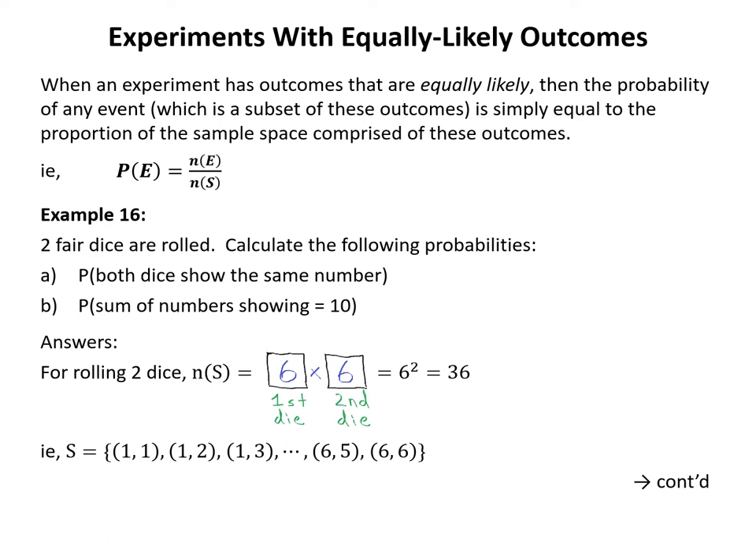In example 16, we look at the situation where two fair dice are rolled, and we're asked to calculate the probability in A that both dice show the same number, and in B, the probability that the sum of the numbers showing equals 10. So to answer these questions, we start by looking at the fact that if we roll two dice, the number of elements in the sample space is equal to 6 outcomes for the first die times 6 outcomes for the second die, which equals 6 squared, or 36. And so our sample space consists of the 36 outcomes going from 1 and 1 to 1 and 2, et cetera, all the way up to 6 and 6.